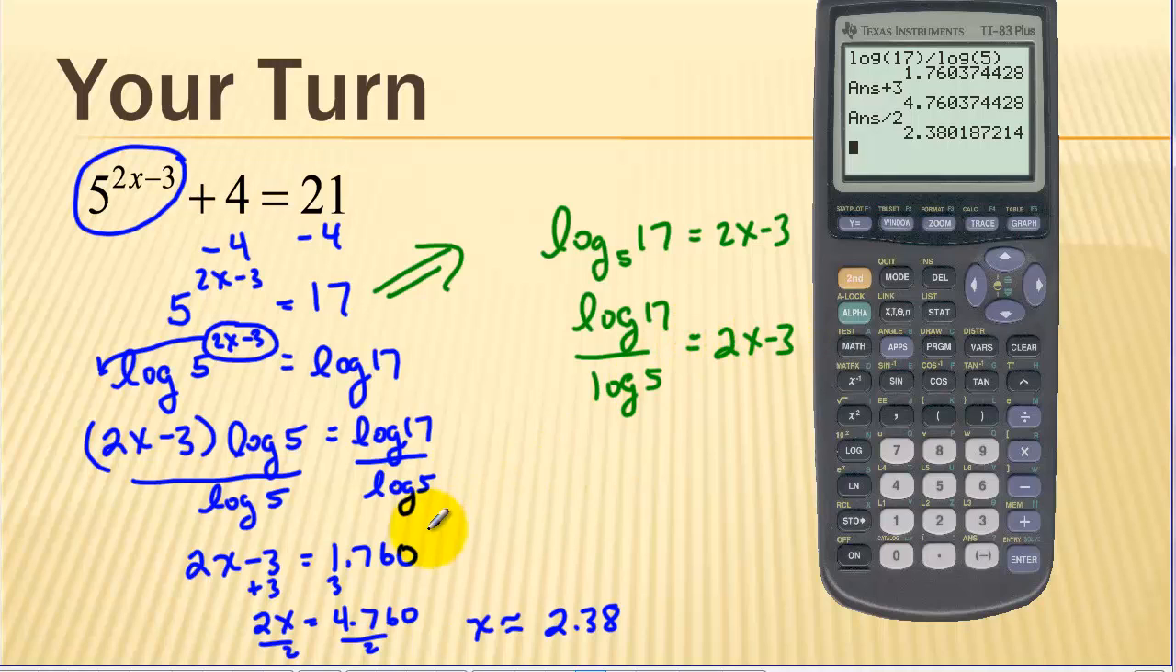And that is precisely what we had at this point once we divided. So we had here 2x minus 3 equals that, and then we solved. So again, we can take the log of both sides, or we can transform our exponential equation into a log expression.